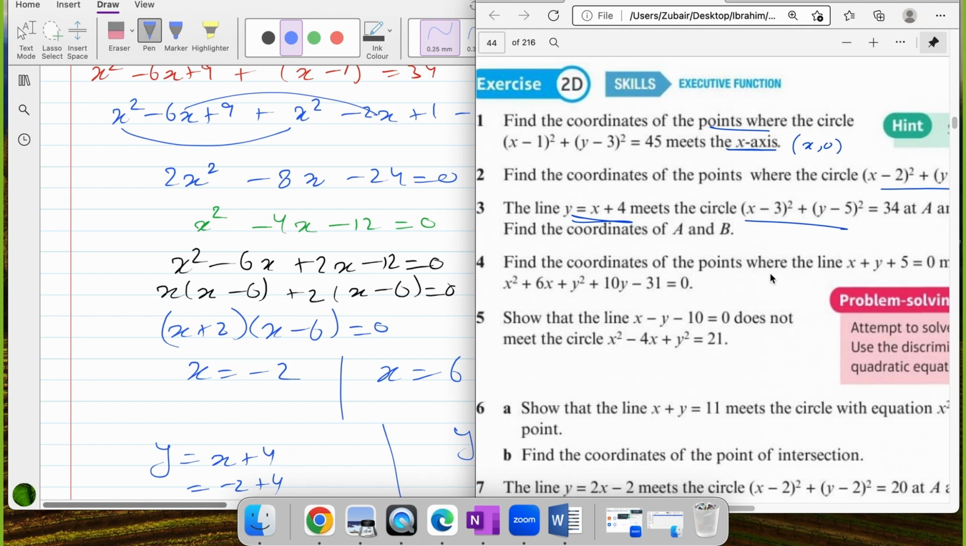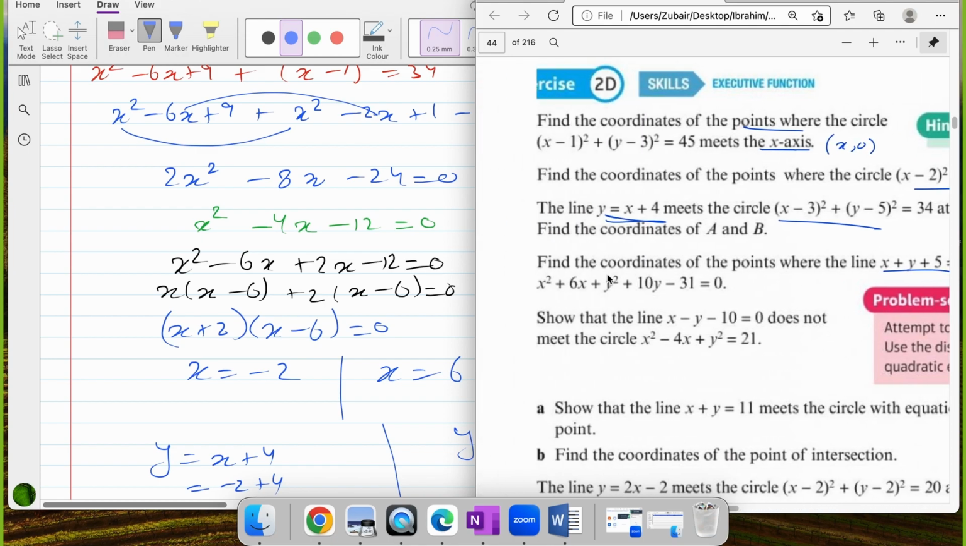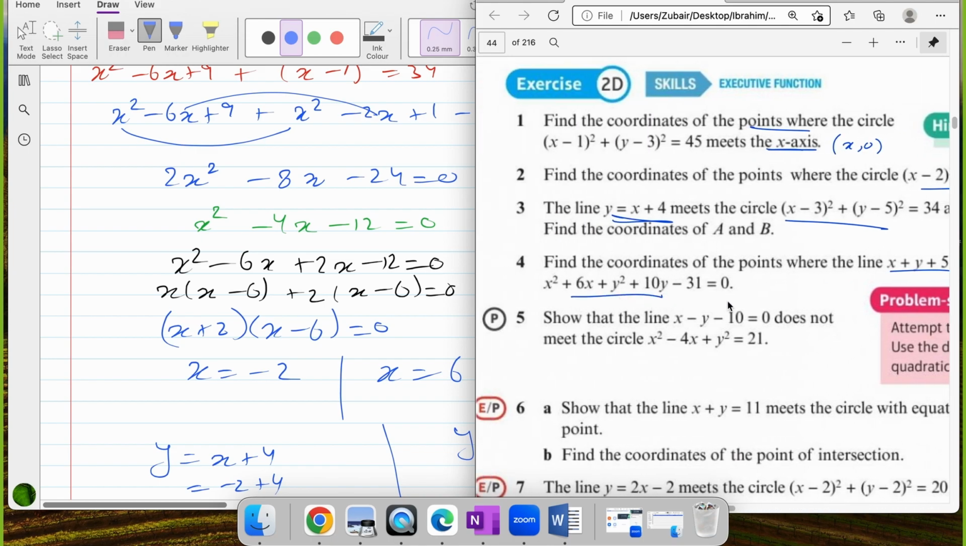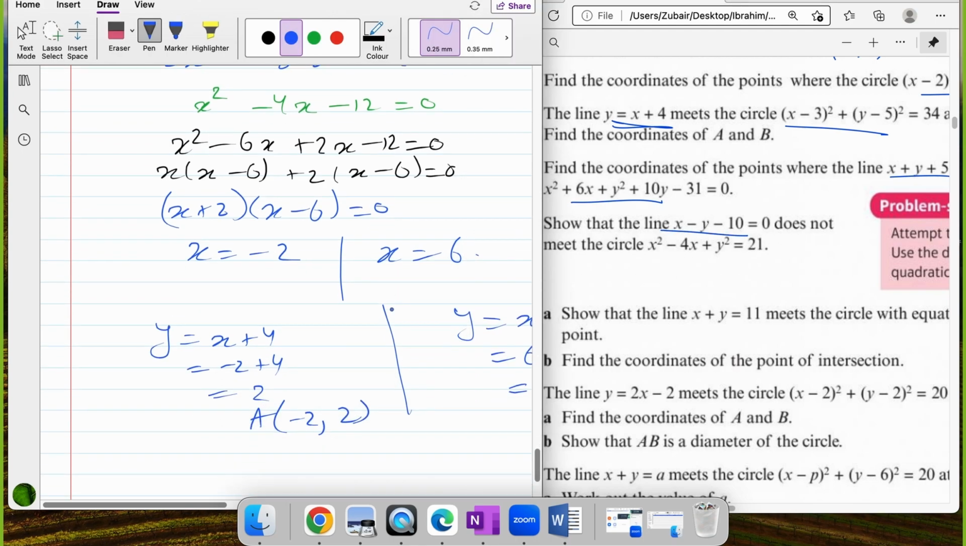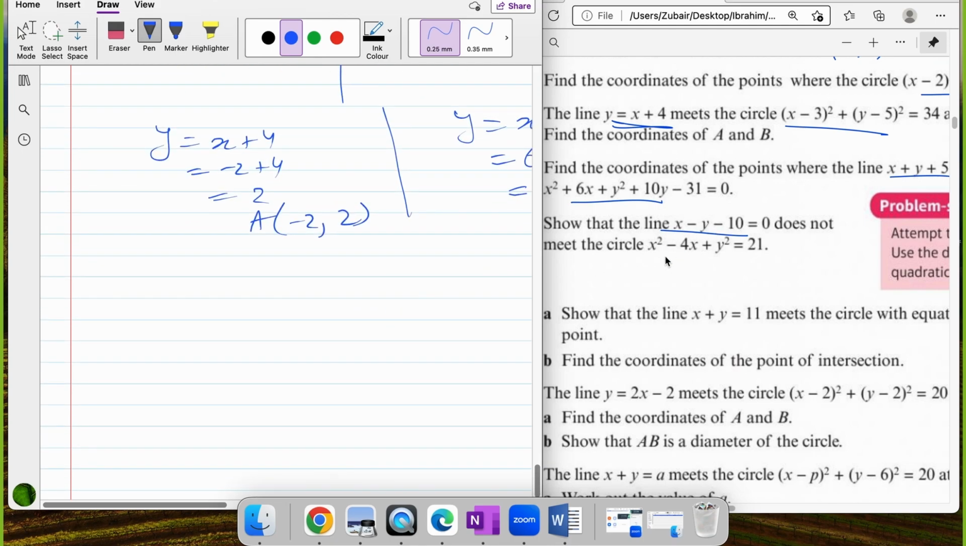Find the coordinates of the point where this line meets the circle. Same thing, same way. Now question number 5 says show that this line does not meet the circle. So how do we show that? We'll substitute. One way is we won't be able to solve for it, other is we'll get the discriminant as less than 0 or negative. So the equation is x minus y minus 10 is equal to 0, and x square minus 4x plus y square is equal to 21.